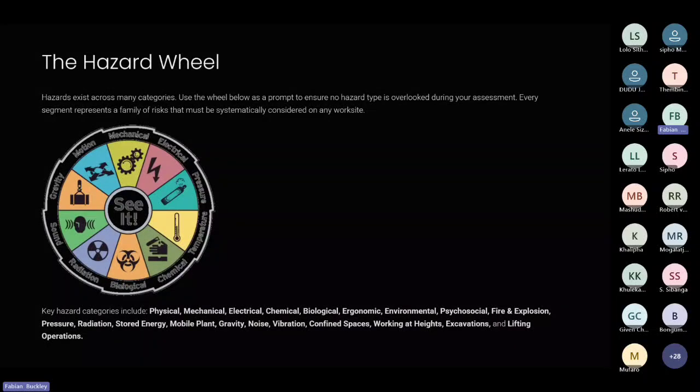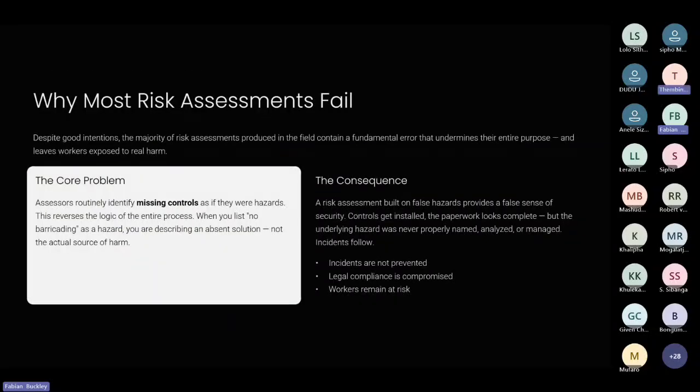All right. So why most risk assessments fail, ladies and gentlemen? Despite good intentions, the majority of risk assessments produced in the field contain a fundamental error that undermines the entire purpose and leaves workers exposed to real harm. The core problem: assessors routinely identify missing controls as if they were hazards.